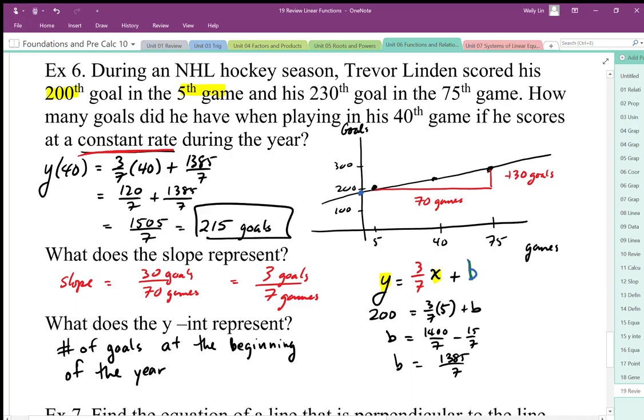on his 40th game. And again, if we take a look at this, we can see proportionally it's just going to be exactly halfway. 40 games is exactly halfway between 5 and 75, and so we should have exactly halfway between 200 and 230 goals, which is our 215 goals here.